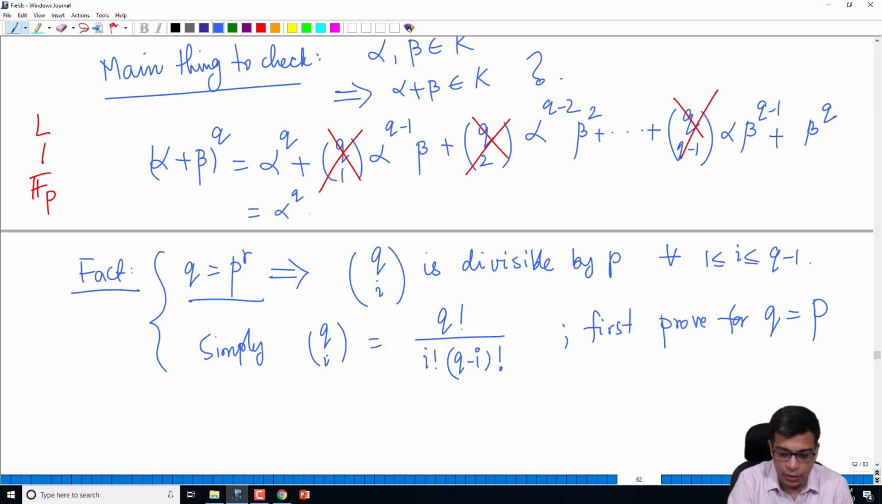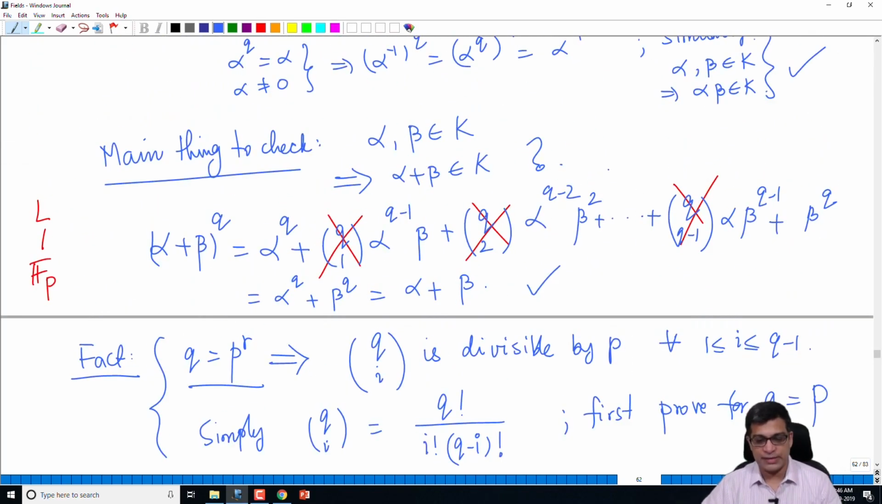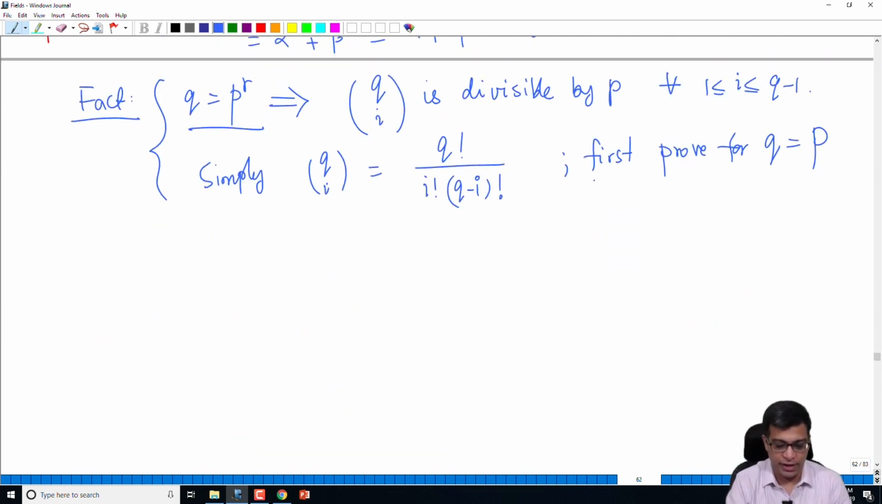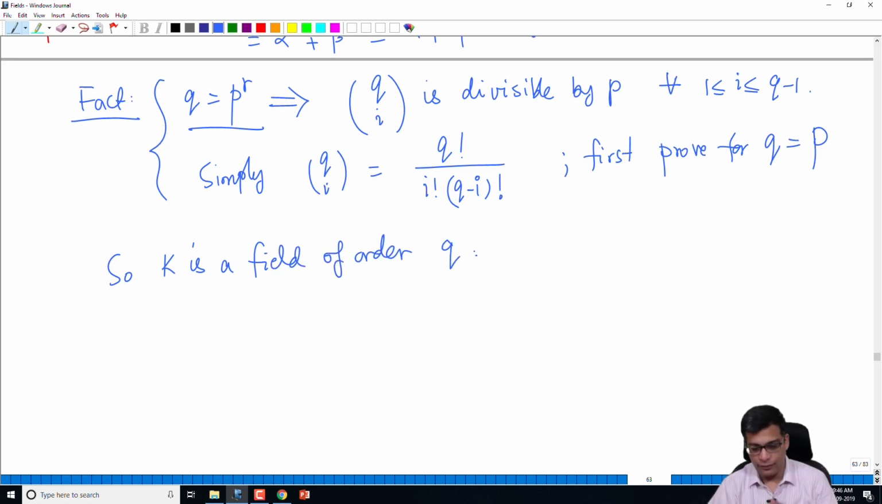So this is alpha power q plus beta power q. Only the first and the last term survive, but alpha and beta are in k. So alpha power q is alpha, beta power q is beta. So alpha plus beta whole power q is alpha plus beta. So this is an indirect proof, but it's a very nice proof. So k is a field of order q. So we have shown that for every prime power there is a field of that order.